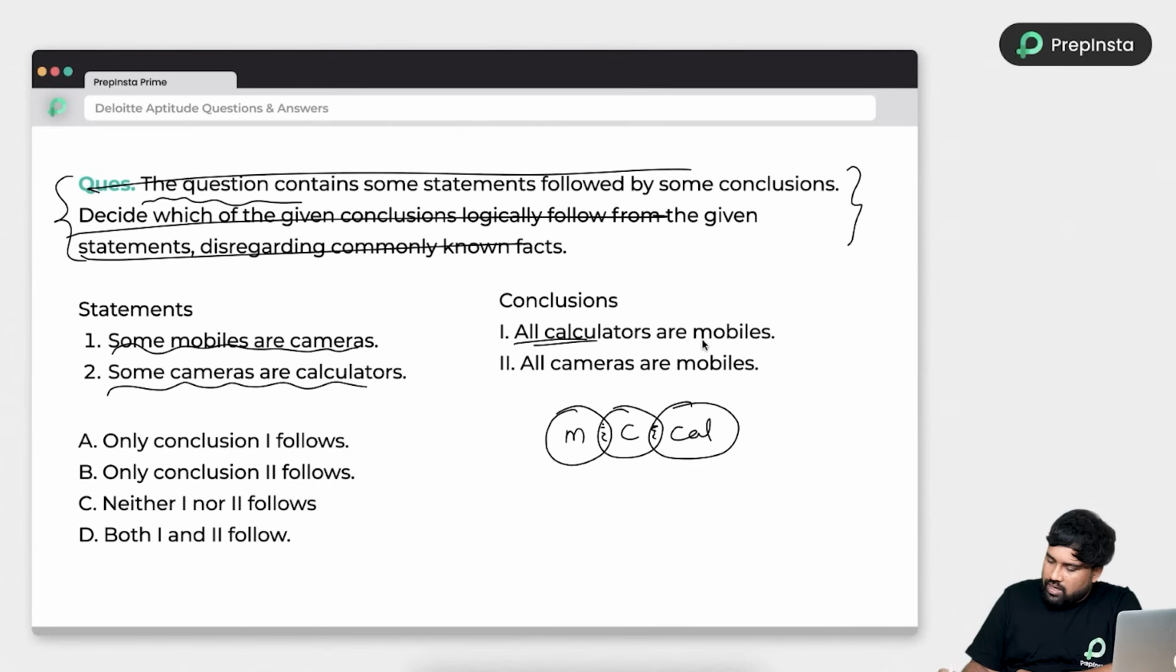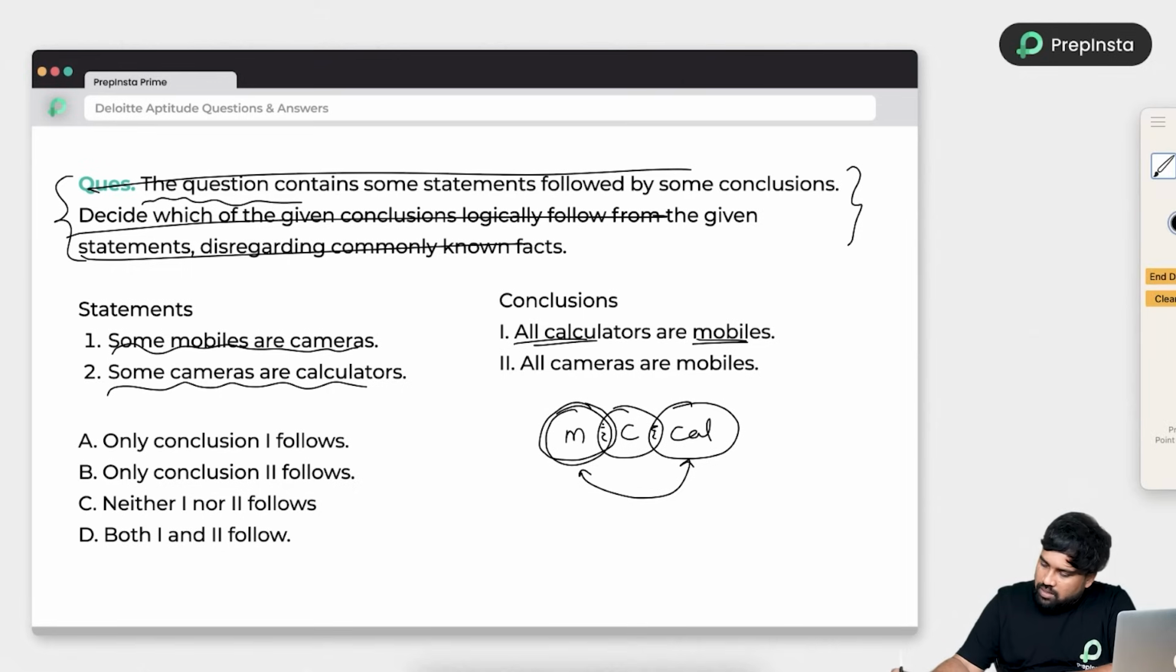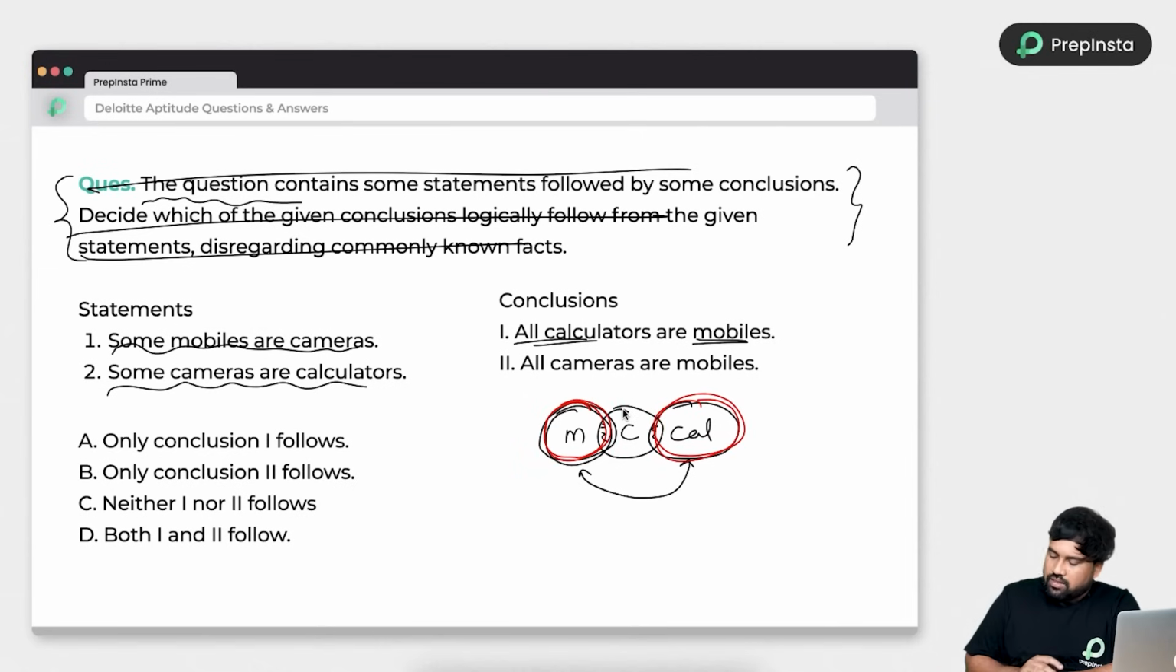Next, all calculators are mobiles. We don't know the relationship between mobiles and calculators. Why? Because whenever you are doing this type of problems, always remember, look at them individually. The mobile circle is here, the calculator circle is here. So only look into those two circles. There is no interaction between them and no relationship between them. So the answer is the don't know condition. If you don't know, any conclusion is wrong.